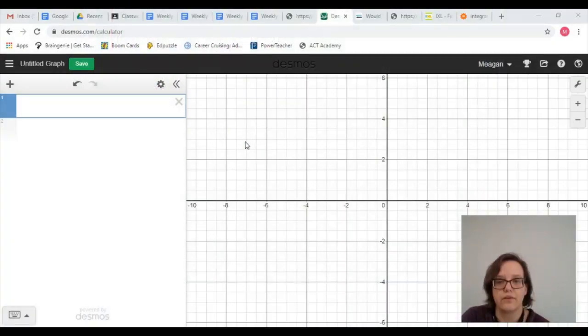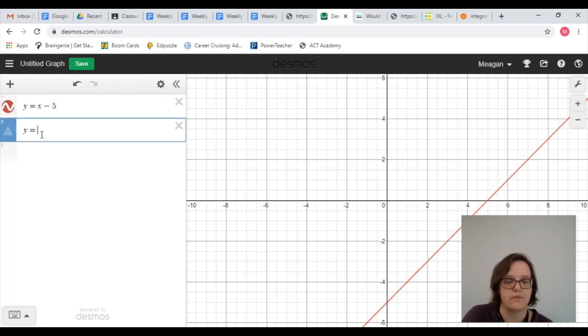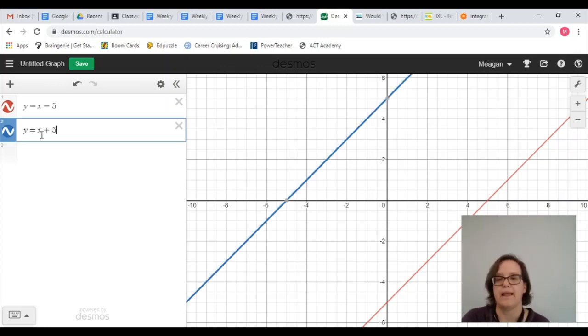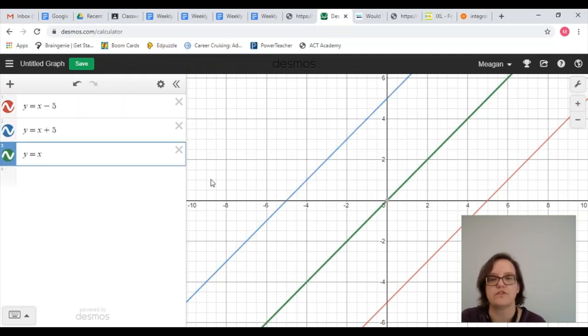And let's go over here. So let's type in y equals x minus 5, and y equals x plus 5. And if you notice, let's go ahead and put y equals x as well. That might help us out. So this green line here is y equals x, and it does look like my blue line would fold over that line and match the red.